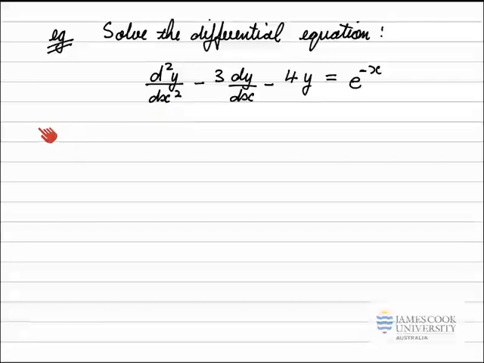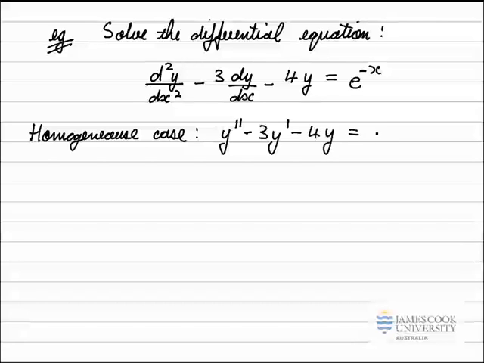I recall the standard procedure used to solve an equation of this type, and the first step is to consider the homogeneous case only. Writing out the homogeneous case using the dash notation tells me that y double dash minus 3y dash minus 4y is equal to 0. The homogeneous case is where the right hand side is equal to 0.